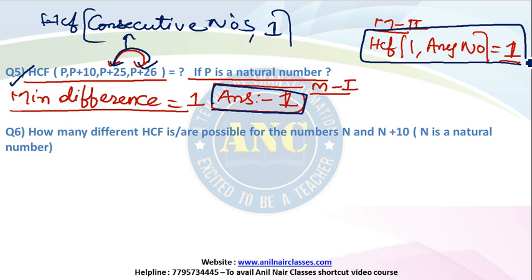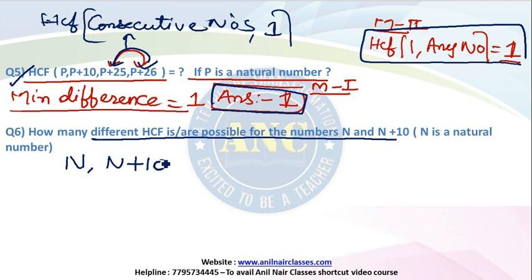I hope the idea is clear. Next one. How many different HCFs are possible for the given numbers n and n plus 10? So there are two numbers, n and n plus 10, and the question is, how many different HCFs are possible for these numbers?